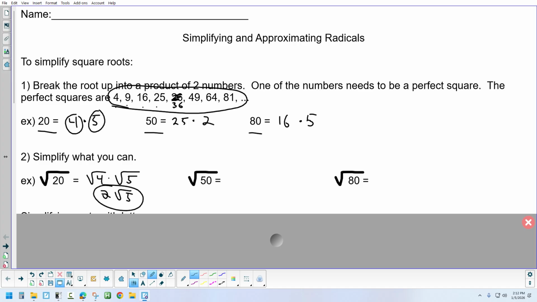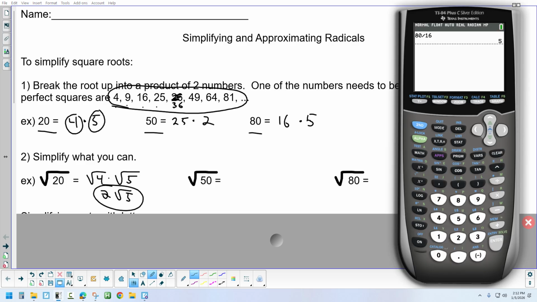That is how you do the problem: 2 square root 5. Another thing you can do to check your answer to make sure you got it right is type in the original problem, square root of 20. Look at what you get. Now type in the answer you just wrote down, 2 square roots of 5.